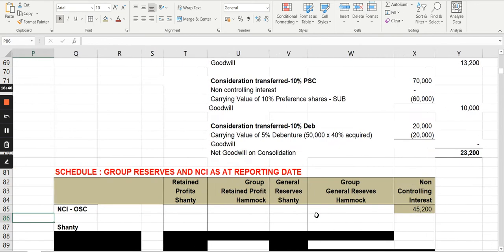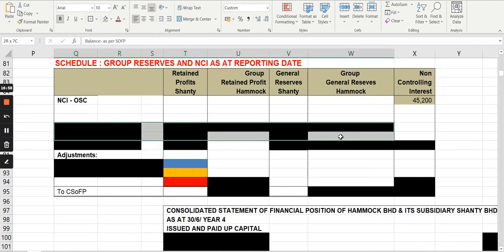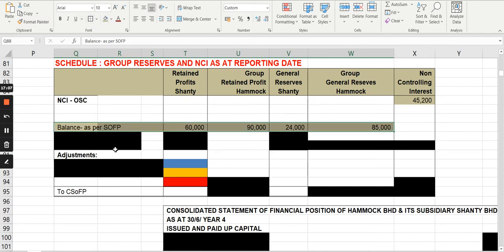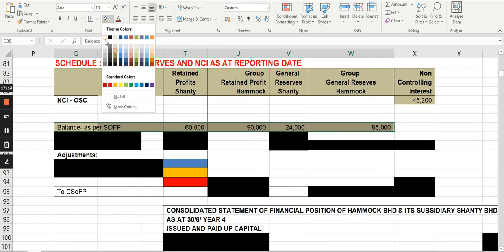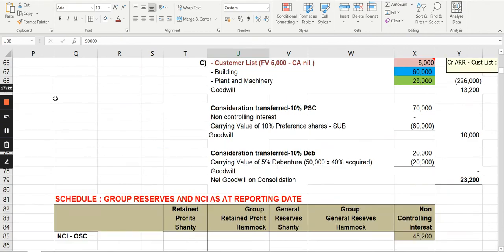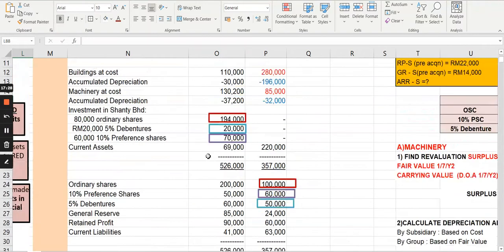Next is to do things for Shanty, right? For the retained profit, you're now going to list down all the balances of reserve that you have as at the reporting date. So put all the balances that you have. You don't have to do the color like this. I would just put it without color. So 60,000 is the retained profit of Shanty. 90,000 is the retained profit of Hammock. That one is directly from the statement of financial position given here.